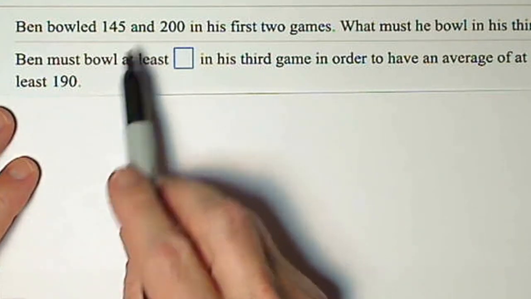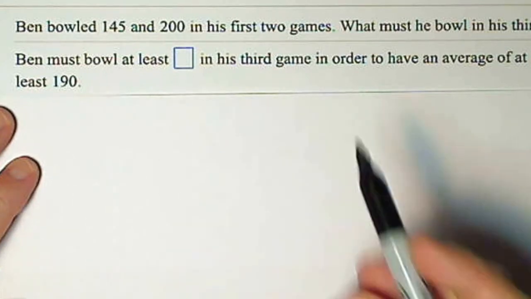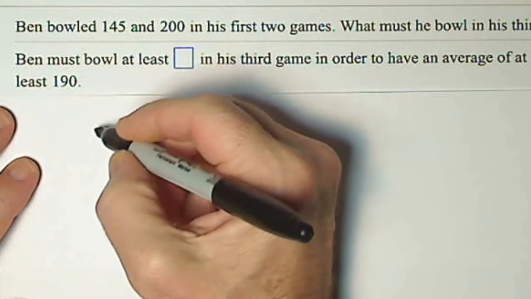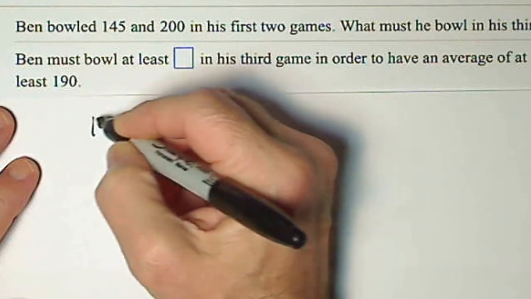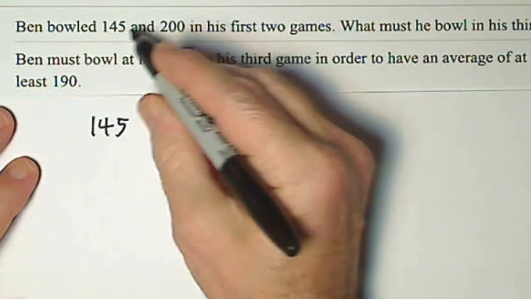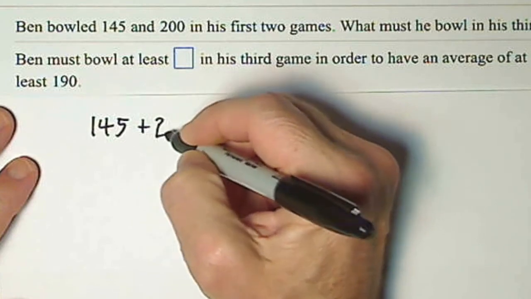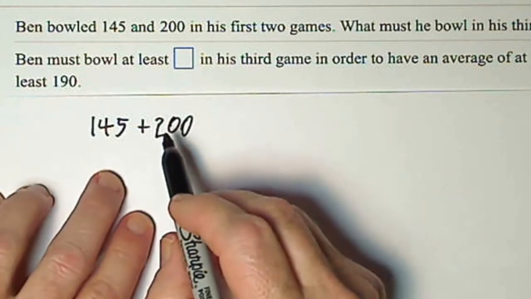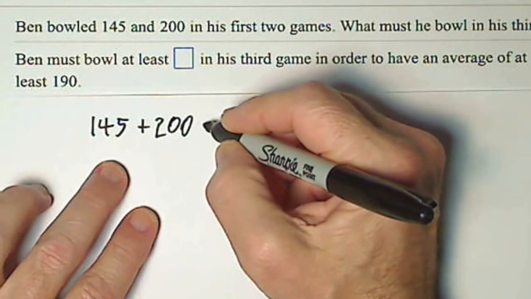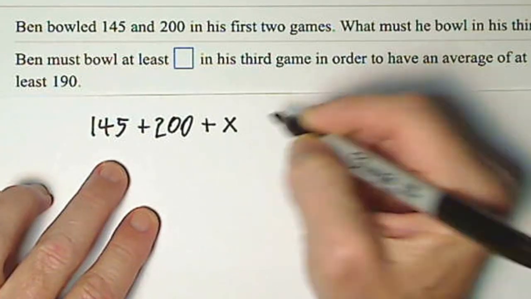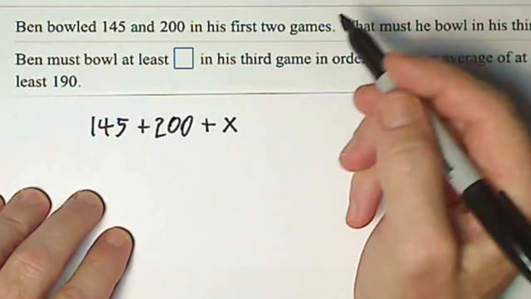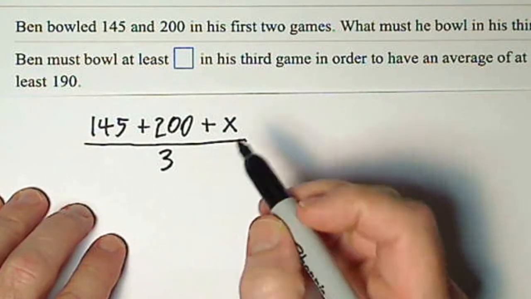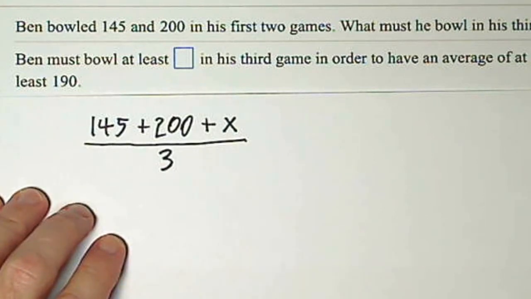So to find the average, we're going to have to divide by however many terms we add up. All right. So he bowled 145, we add up the values. So far he's bowled a 145 and a 200. He's going to bowl another game. We don't know what he'll get, so we'll just call that X. We'll want to divide all of these by 3, and that will give us the average of the 3 games.